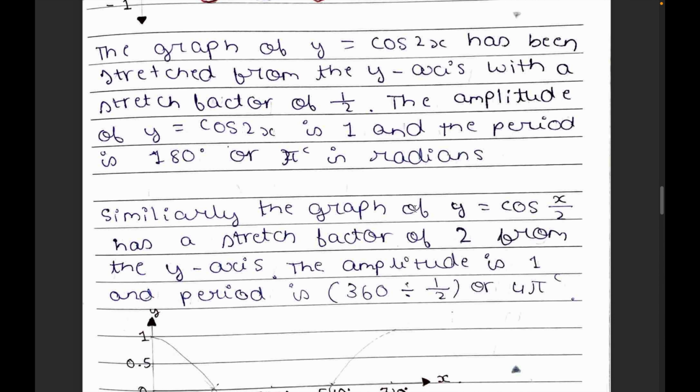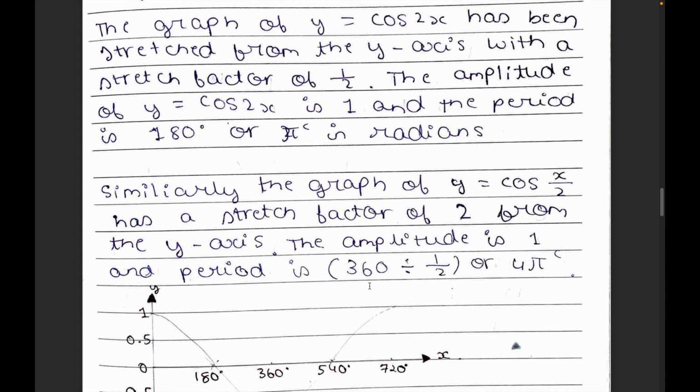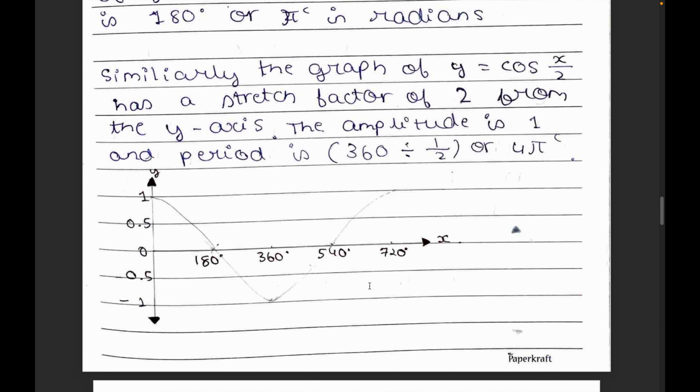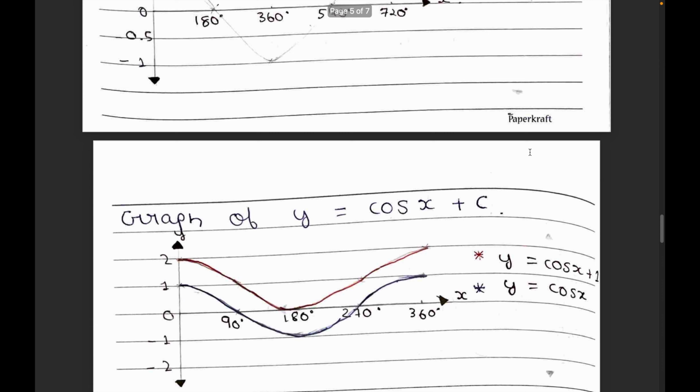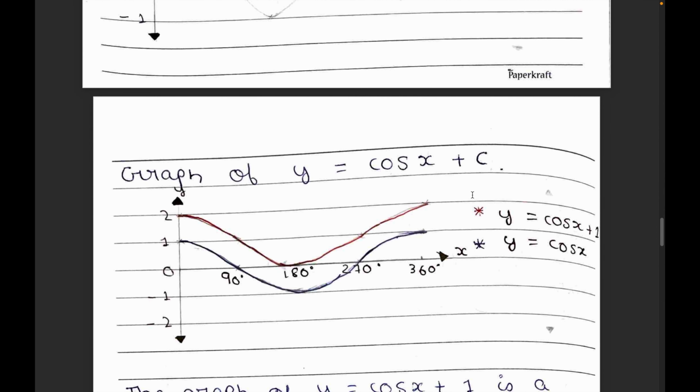And similarly, the graph of y equals cos x by 2 has a stretch factor of 2 from the y-axis. And the amplitude is 1 and the period is 360 by 1 by 2. So it's 4 pi or 720 degrees. So as you can see, we complete a full cycle between 0 and 720 degrees because the period is 720 degrees. And finally, we're going to look at translation.